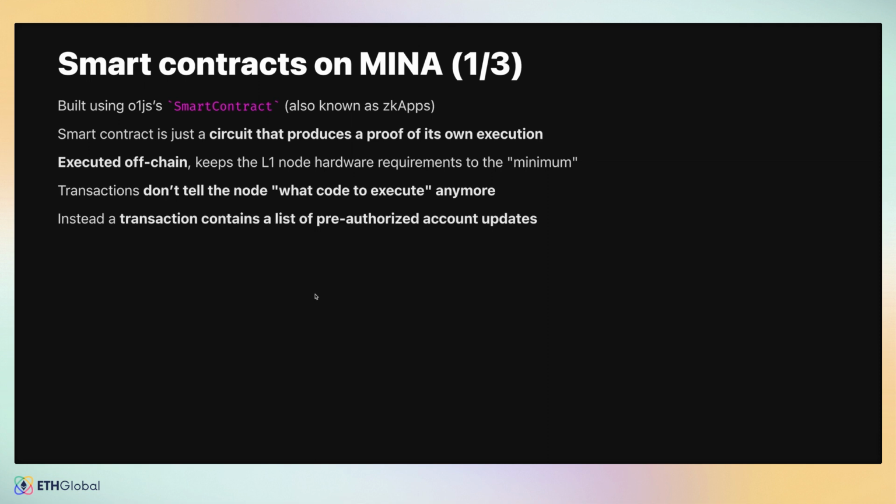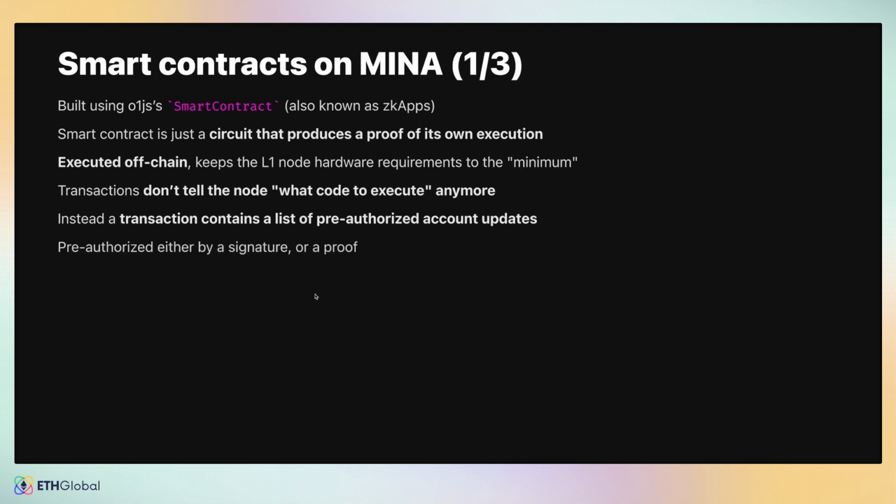Okay, so since the node now doesn't know which code to execute on behalf of the user, it is sufficient that the node only receives a list of so-called account updates, which are effectively the state transitions for the chain. And these come authorized by the proof of the execution of the smart contract. So you execute the smart contract, you generate the proof that you have executed it correctly, and that execution results in account updates or state transitions, and these are authorized by the proofs and then sent to the chain to be applied to the chain state.